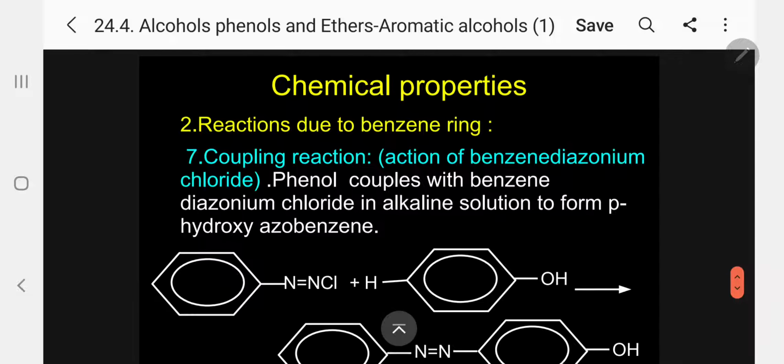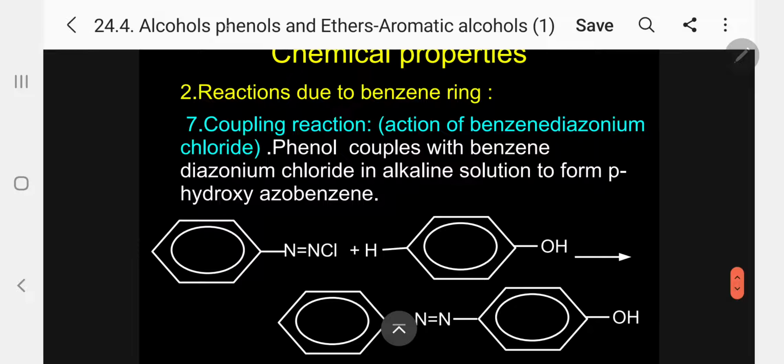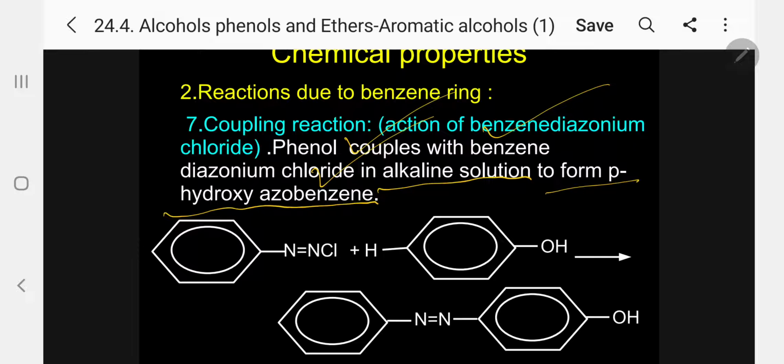The next most important reaction under benzene is the coupling reaction. I can simply call it the action of benzene diazonium chloride. Coupling reaction: phenol couples with benzene diazonium chloride in alkaline solution to form para-hydroxyazobenzene. It's a dye. This is the diazonium chloride we can obtain from aniline.